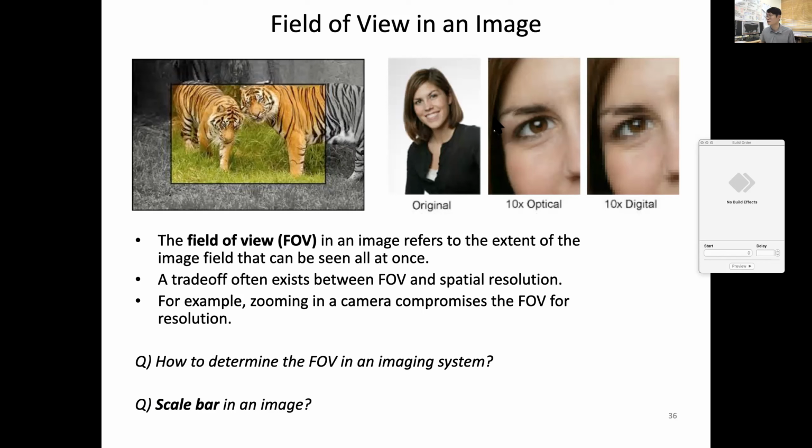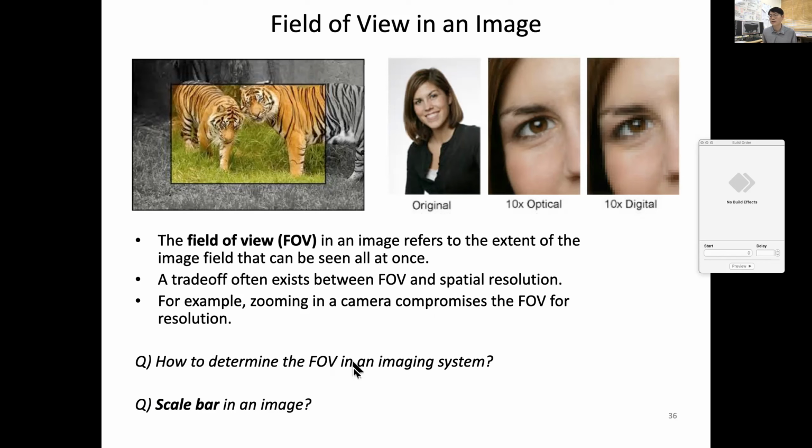In fact, the information of the pixel is there. This is digital zoom, while if you really use optics, so-called optical zoom, you still have fine information over here. These two still have the same field of view, while the resolution will be different. For example, zooming in a camera like this actually compromises field of view for the resolution.